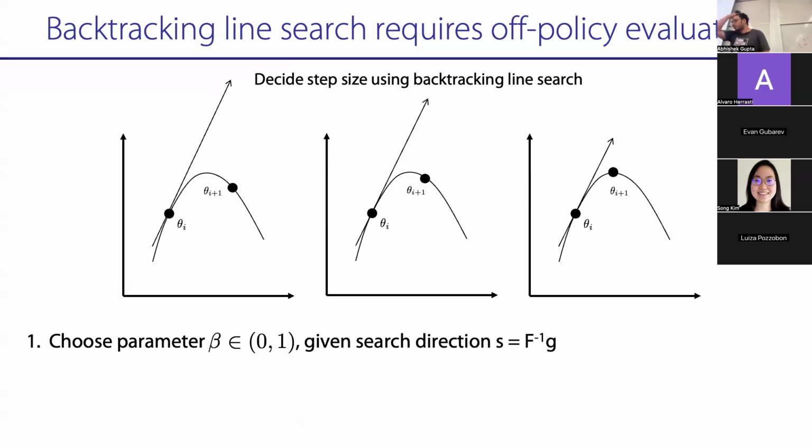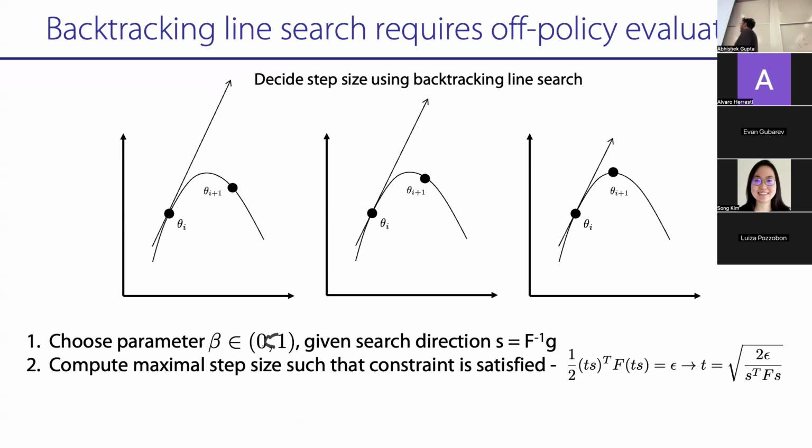Okay, so you're going to choose some multiplier between, this should be, 0.5 and 1. And you're going to compute the search direction, which is going to be F inverse G, right? We compute it from conjugate gradient. Now you just want to see how far you want to go in that search direction.